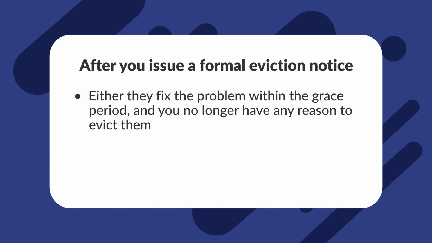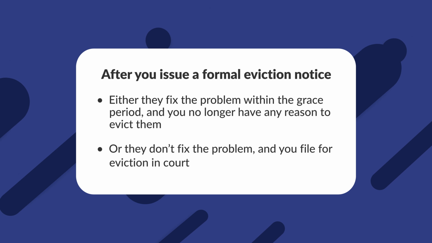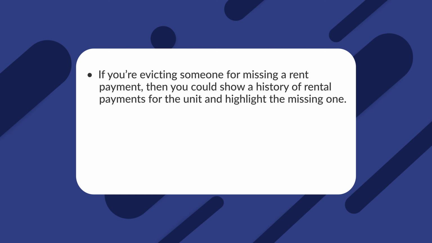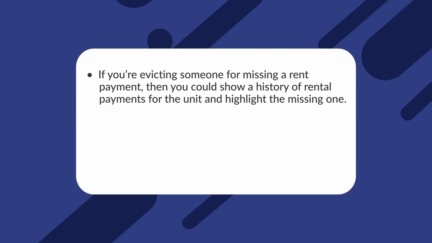After you issue a formal eviction notice to a tenant, two things can happen. Either they fix the problem within the grace period and you no longer have a reason to evict them, or they don't fix the problem and you file for the eviction in court. During your court hearing, you'll be asked to show proof of your reason for evicting the tenant. For example, if you're evicting someone for a missing payment, then you show a history of rental payments for the unit and highlight the missing one.